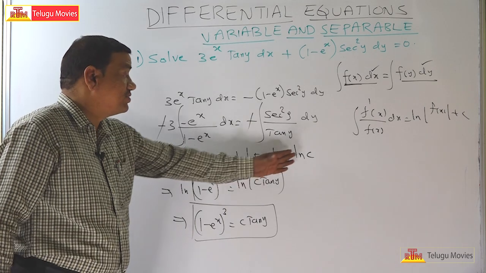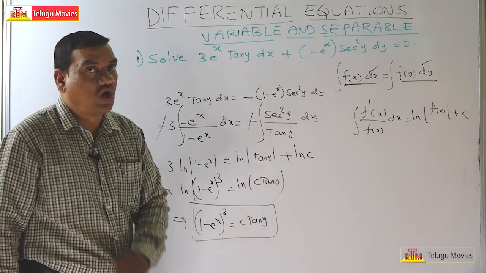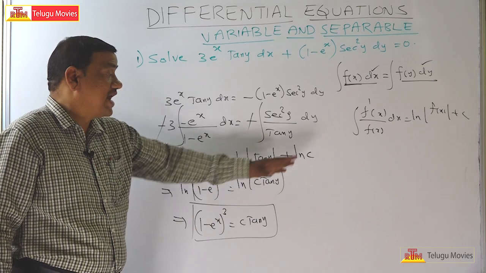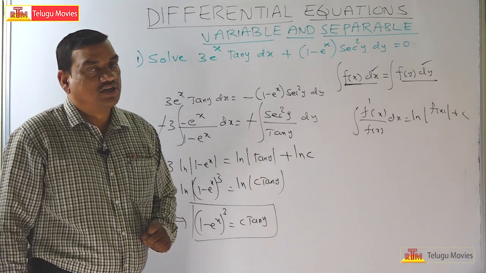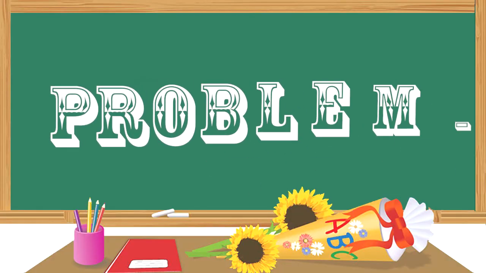that means logarithmic forms, then here also you take the logarithmic. Constant of integration is also as logarithmic. Okay, now I hope that you understand this solution. Let us go for the next problem.